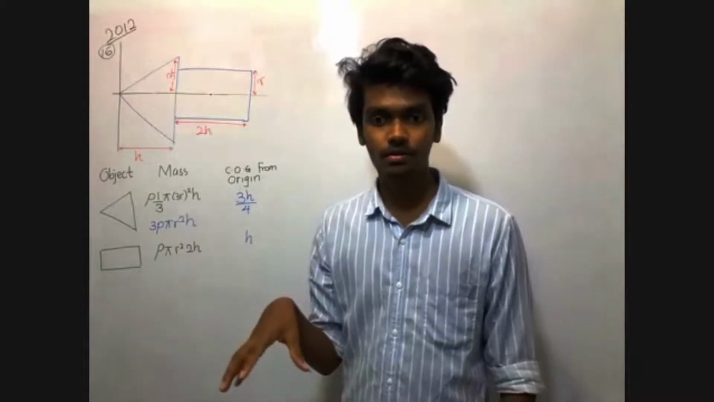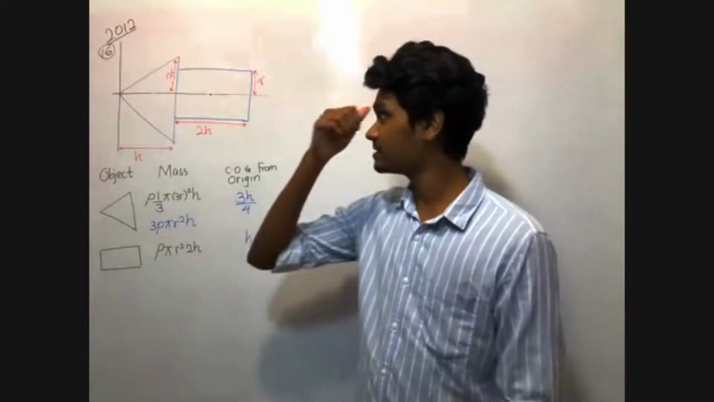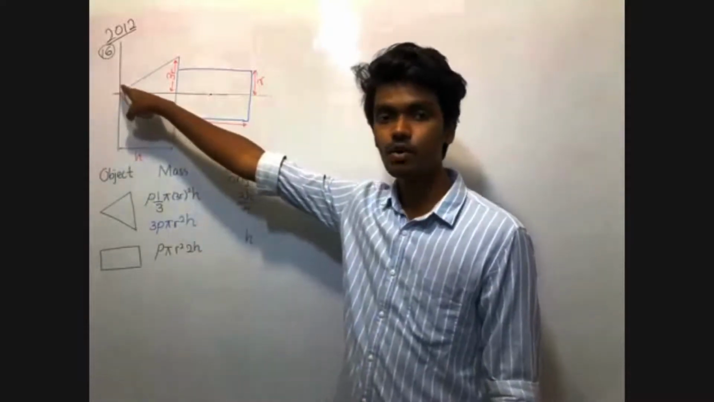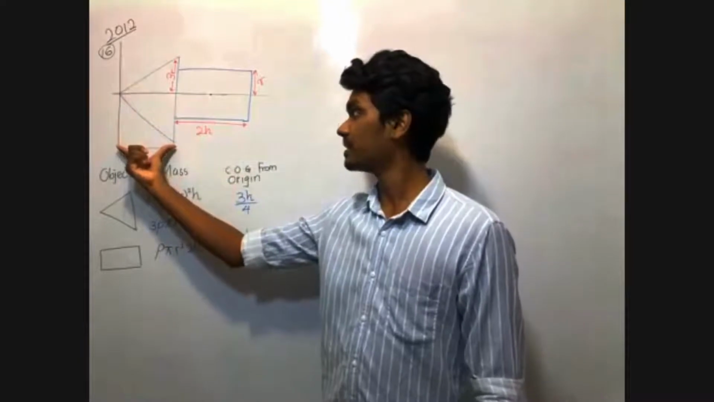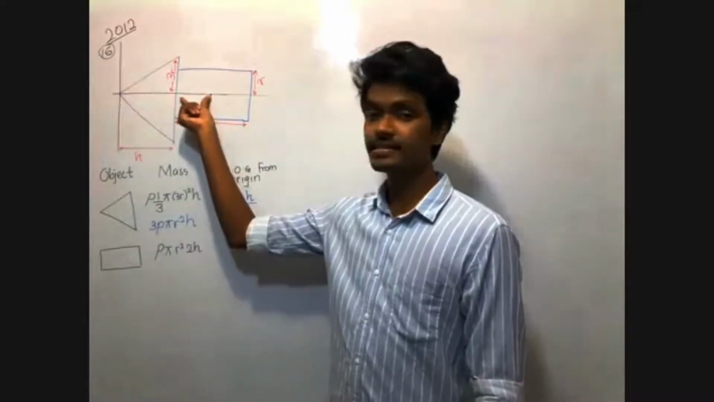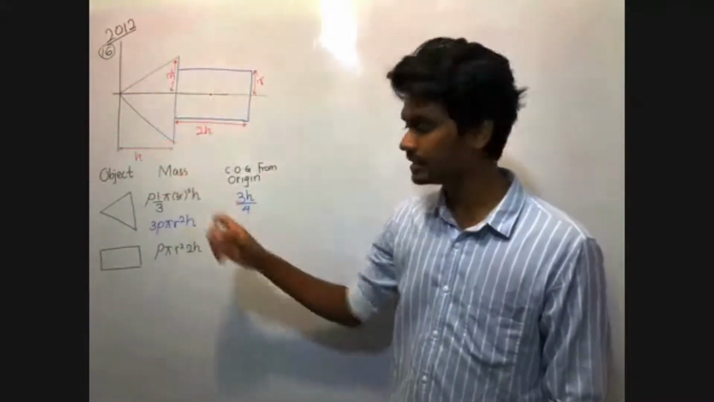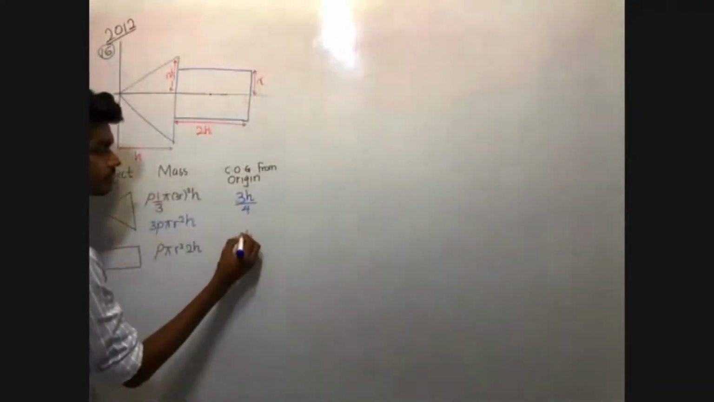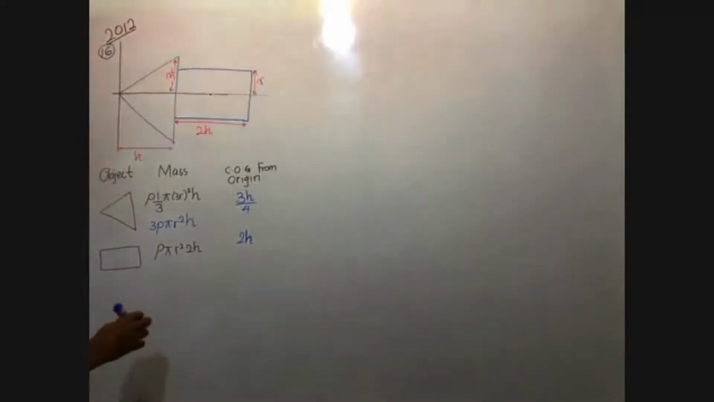This is wrong, right? The center of gravity from the origin, this is h, so from the origin it is 2h. It should be 2h. Now let's go for the composite figure.